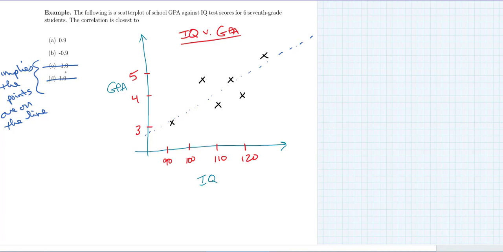All right, so that just leaves A and B, and the way we determine whether it's positive 0.9 or negative 0.9 is by looking at whether these two variables have a positive or negative relationship. And we see that this line has a positive slope, so as IQ increases, so does GPA. So we have a positive association between the two, which tells us that our correlation is going to be the positive 0.9.